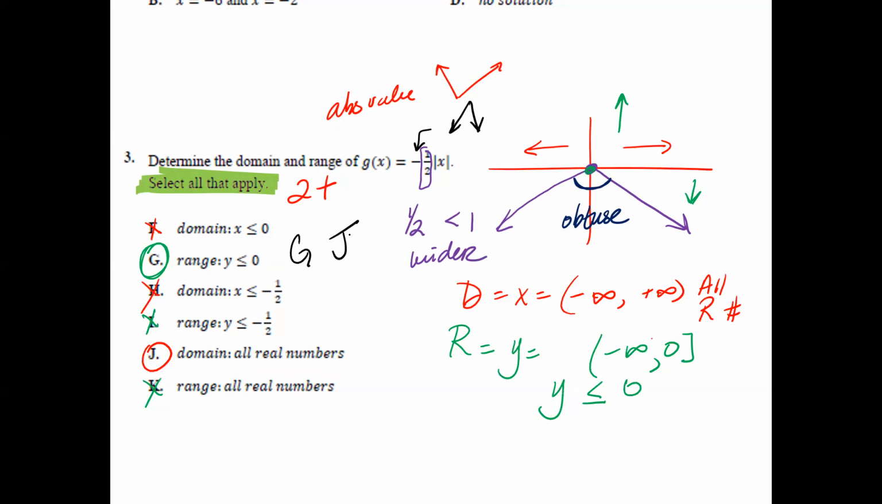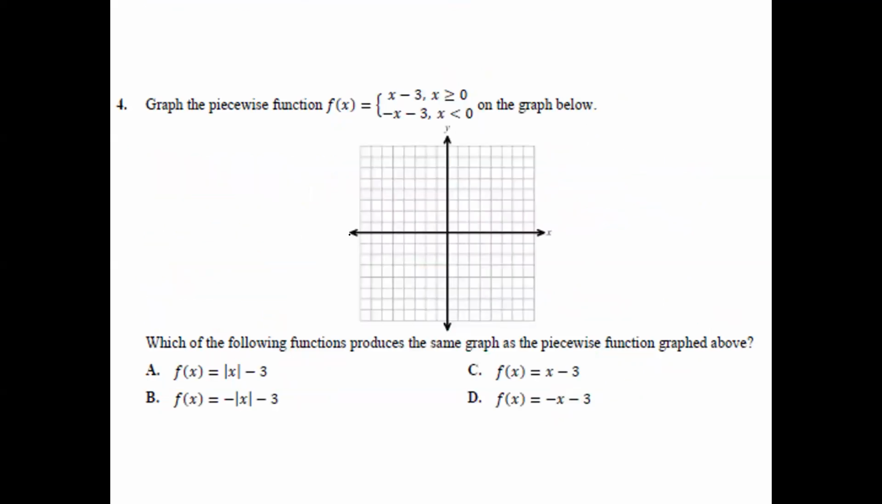And again, if you guys missed the beginning of this, you can watch the video on the YouTube channel, which will go over this. And I'll label it so it says something like study guide number 2, numbers 1 to 8. All right, so for number 4, it is asking you about the piecewise function. Which function produces the same graph as the piecewise function above?